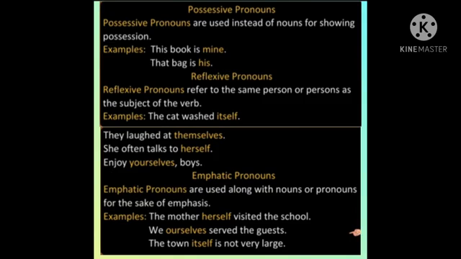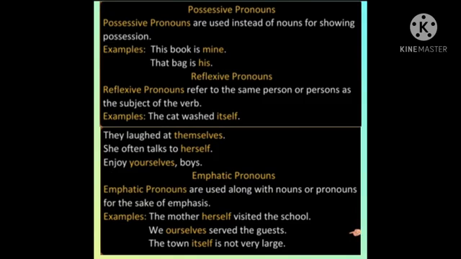The mother herself visited the school. Here the subject is the mother. So in emphatic pronouns, the words ending with self will be seen just adjacent to the subject. That is a way to find it out. In the second example also, we is the subject in the sentence and just adjacent to it the pronoun is seen. Then it is easy to identify that it is an emphatic pronoun.